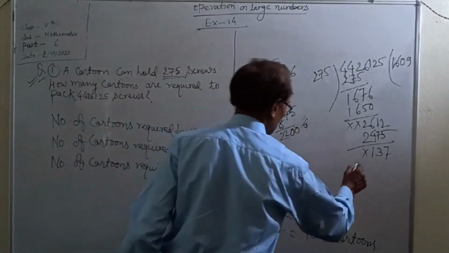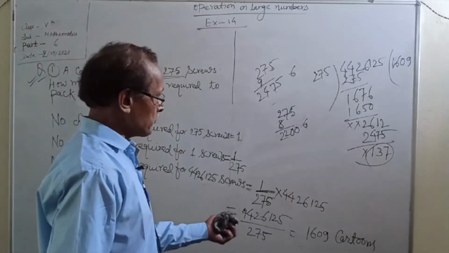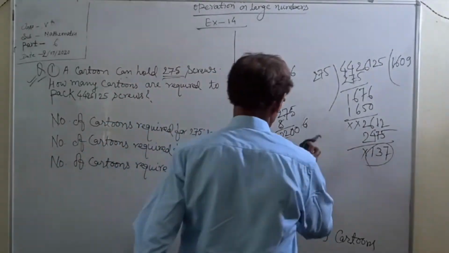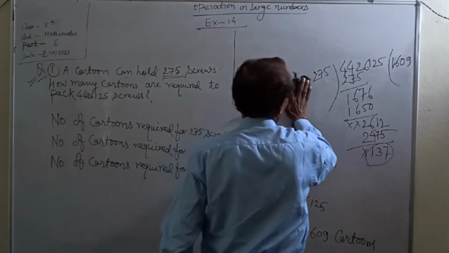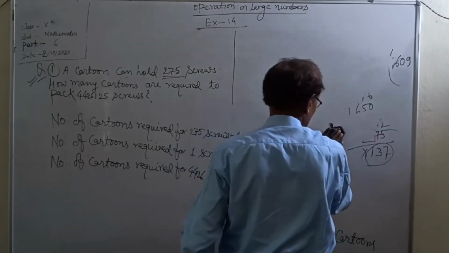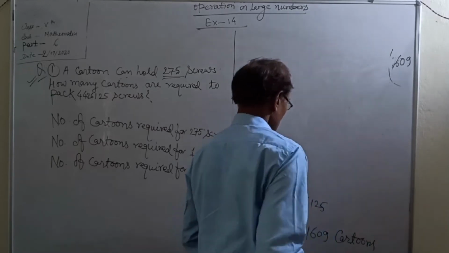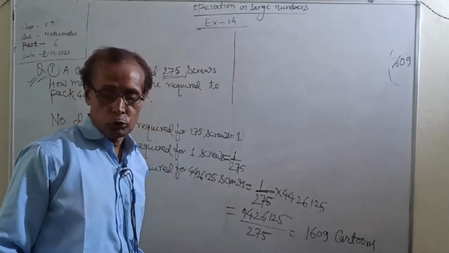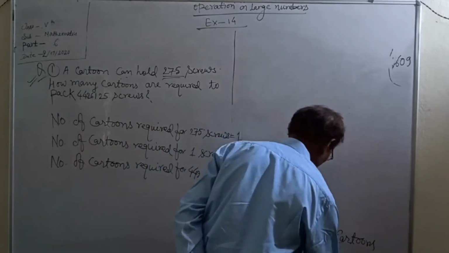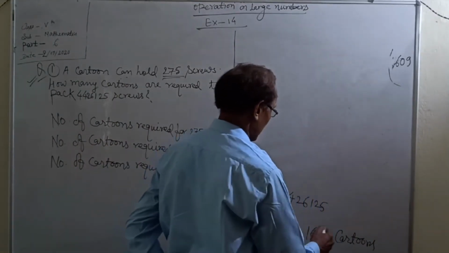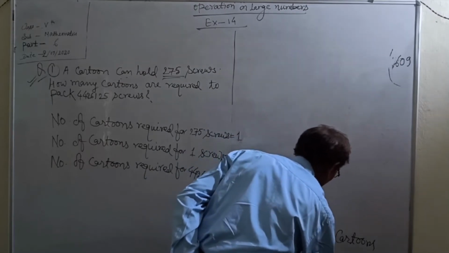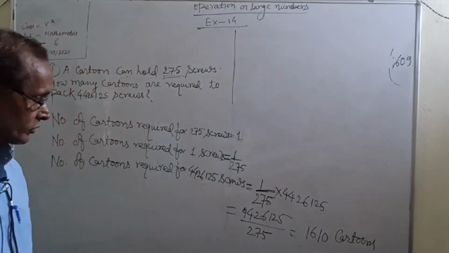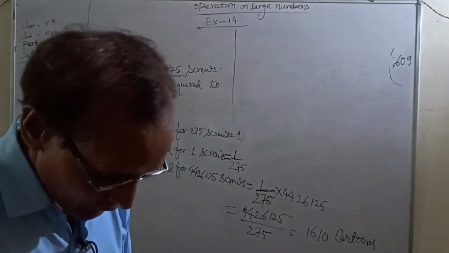Whatever will be the remainder, that will be the number of SKUs remaining unpacked. But here you don't have to find the number of SKUs unpacked. So the total number of cartons required will be 1609, and the SKUs left will be packed in another carton. So the number of cartons will increase by 1, and that becomes 1610 cartons. Is it right? Now come to the next question.